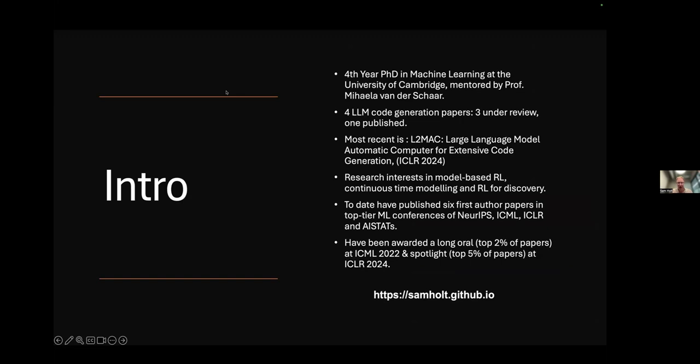So Nabil was very kind to introduce me. I'll have a very quick introduction. I'm currently going into my 4th year, mentored by the amazing Mihaela van der Schaar. At the moment, I have 4 LLM code generation papers. 1 published in ICLR this year, which I'll be talking about later on, after I give a tutorial about LLM code generation, and also 3 under review. That's news pending, which I'll talk about at the end.